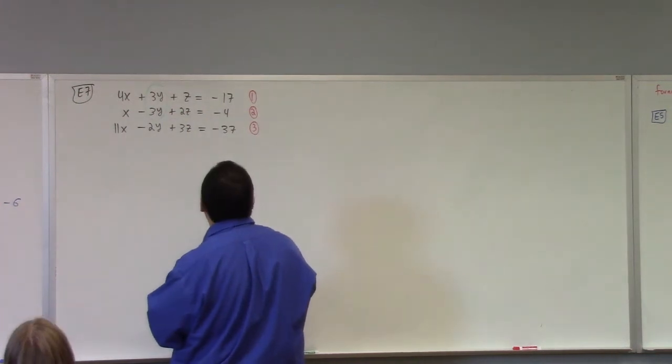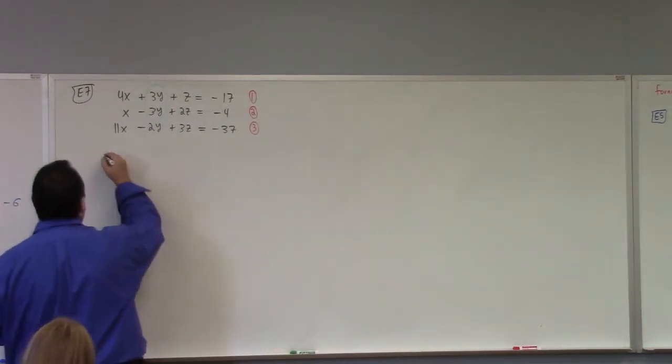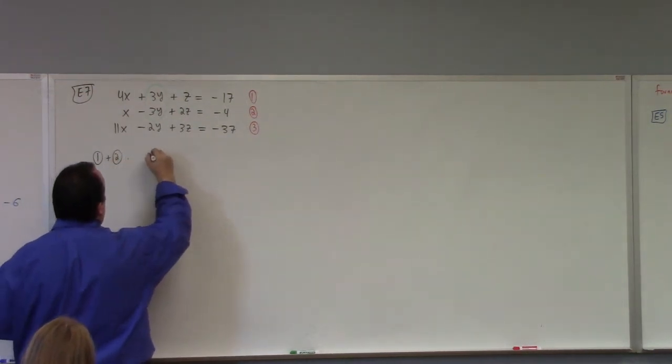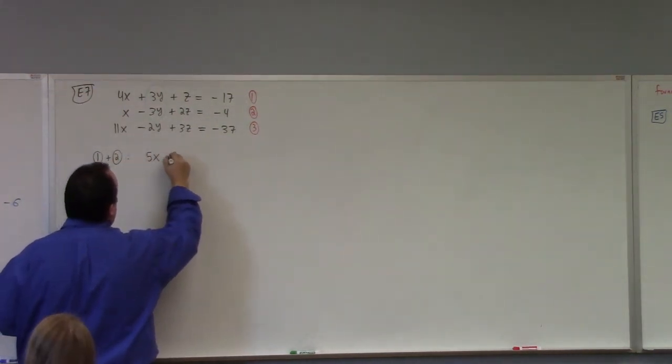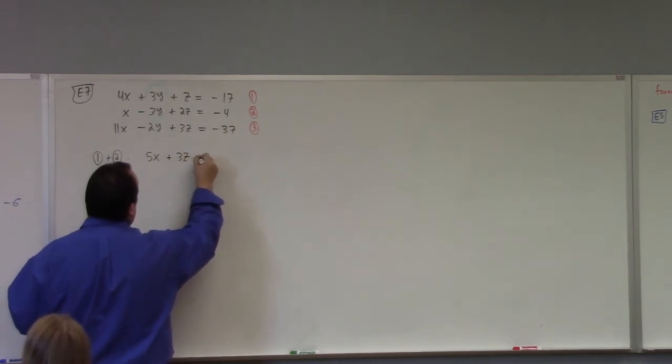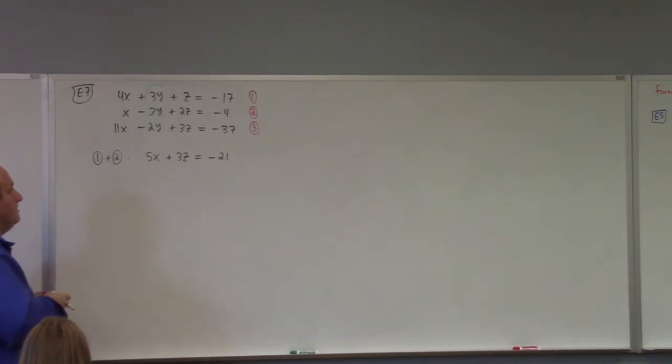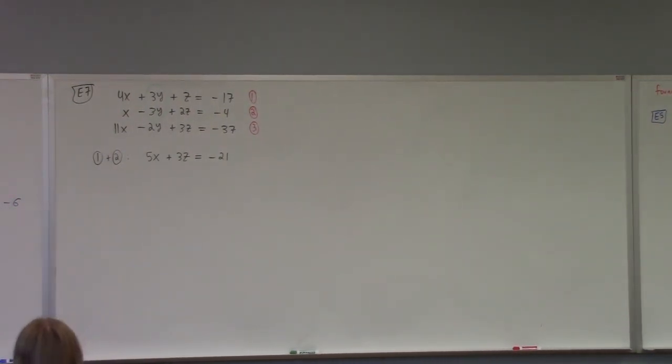So, okay, equation 1 plus 2 gives me 5x plus 3z equals negative 21. All right? So that's very nice. You know what I'm going to do here? I'm going to use a combination of elimination and substitution. So that's elimination, what I just did, because I've eliminated y by adding equations, right?